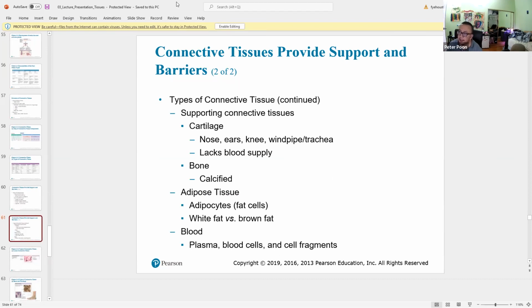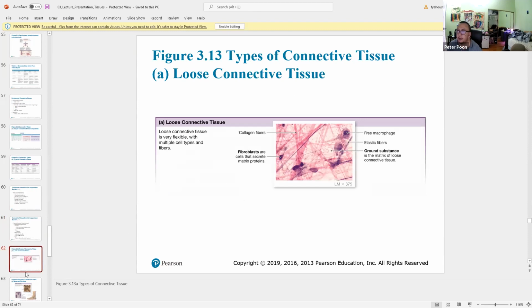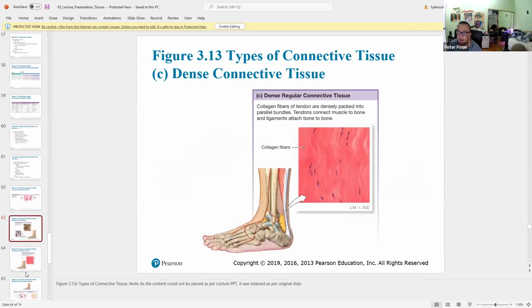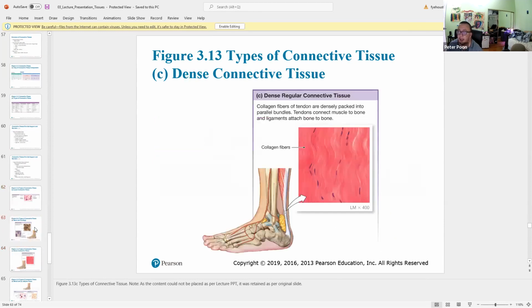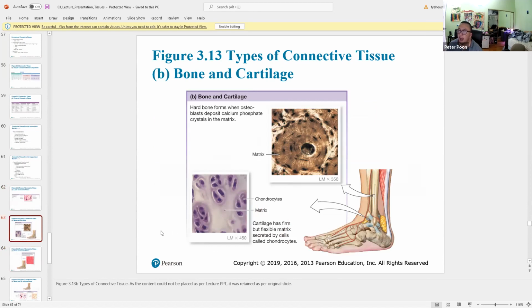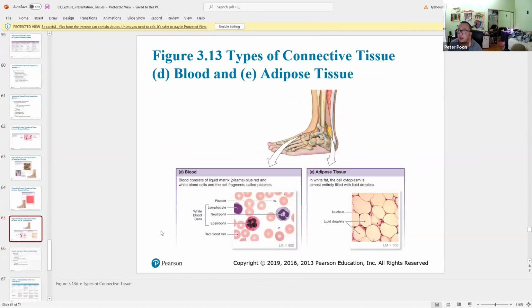Cartilage, bone, adipose tissue, blood, these are all connective tissue types. And again, you should have gone over this in anatomy. Bone, dense. So you can see the difference between loose and dense here is the number of fibers. There's much fewer fibers here as opposed to here. This is bone, this is cartilage. So cartilage and bone, their function is support, like physical weight bearing support. Adipose, this is fat. This is blood.